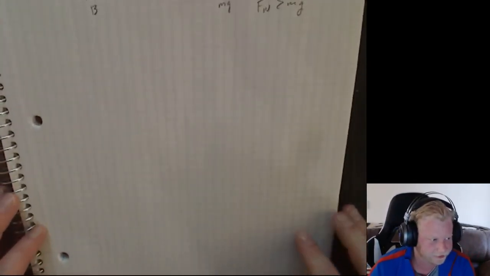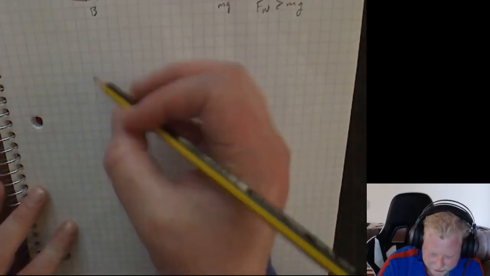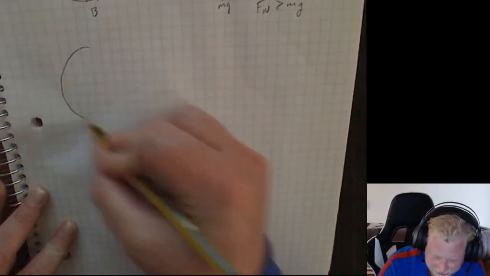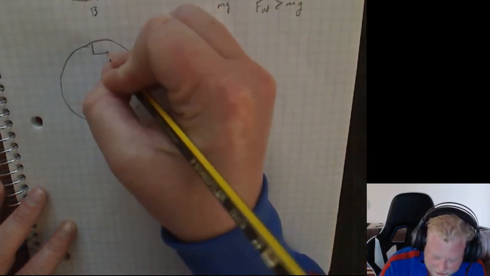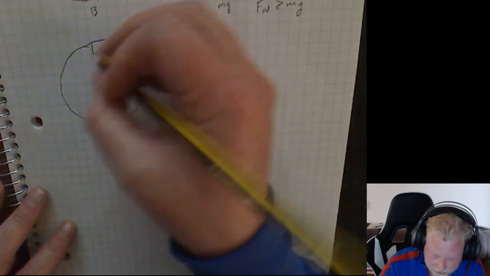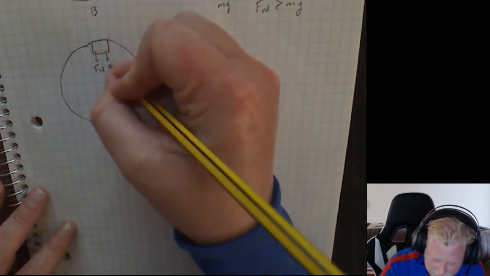Alright, so let's start this problem off like we should start off every circular motion problem, and that is with just a general sketch of what's going on and a free body diagram. So at the top of the loop, we have a normal force and we have a gravitational force.